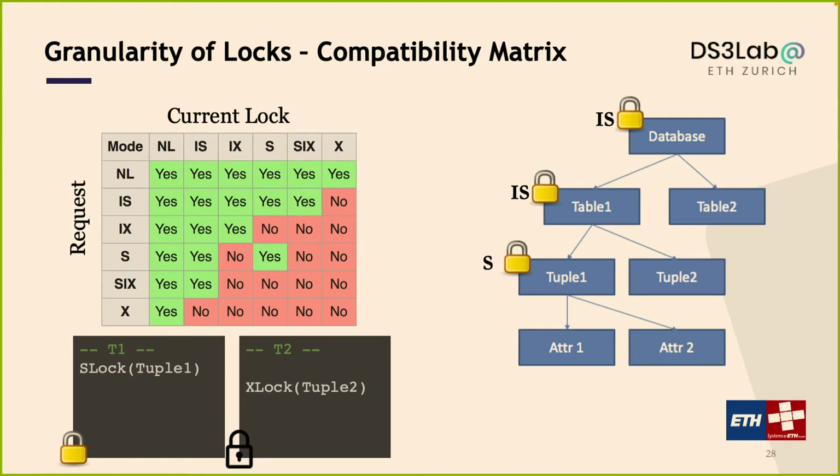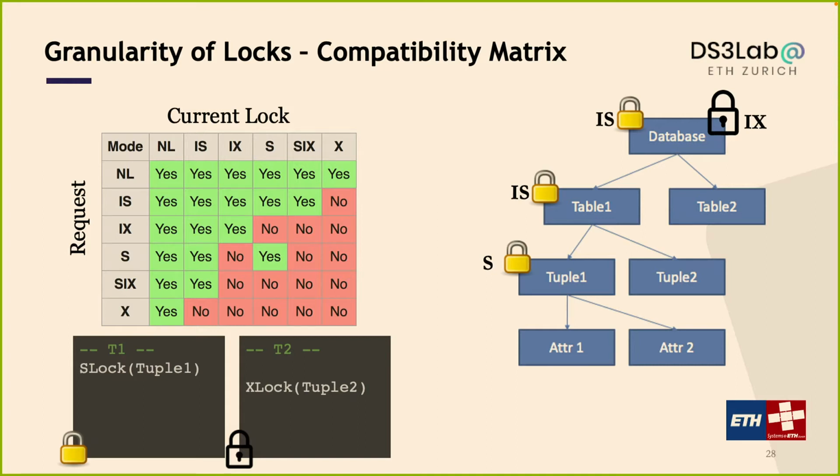Now, transaction 2 going to lock tuple 2. The same thing. It's going to ask the database, okay, can I get an intention exclusive lock on the database? This one's fun, right? Both are intention locks. If you look at the compatibility matrix, right? So it's going to, yeah, fun.